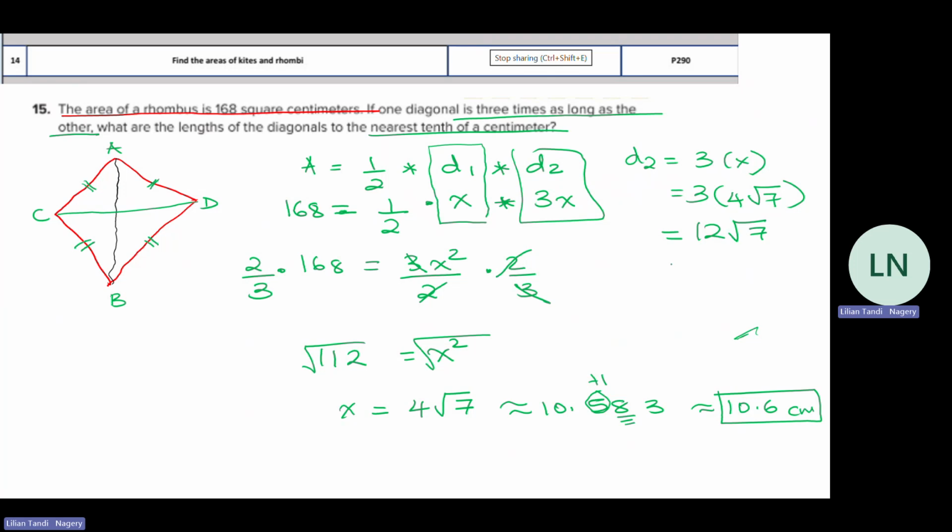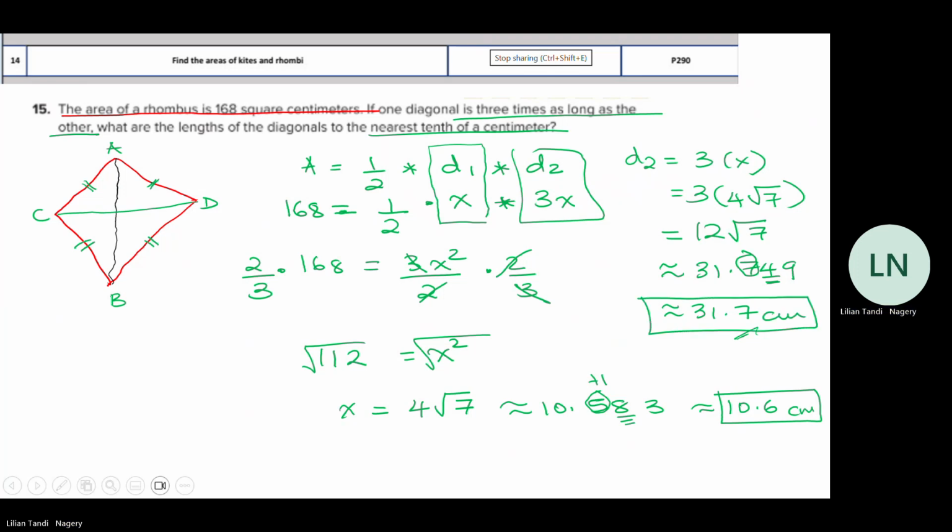If I change this to decimal, this becomes 31.749. I will circle the 7. I will underline the 4. I will not add. My answer is 31.7 centimeter. And I box my answer.